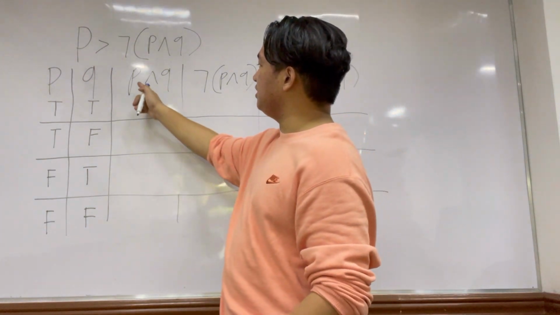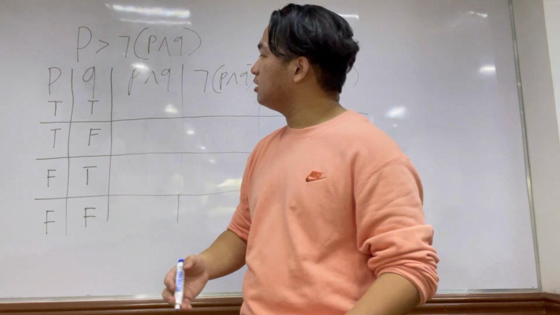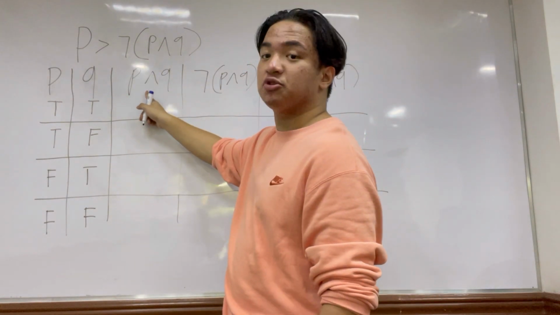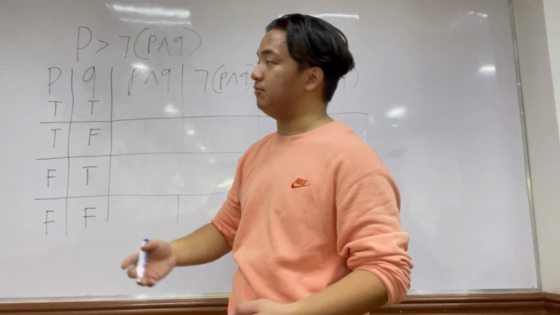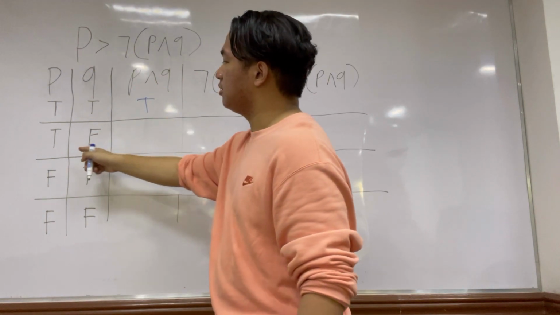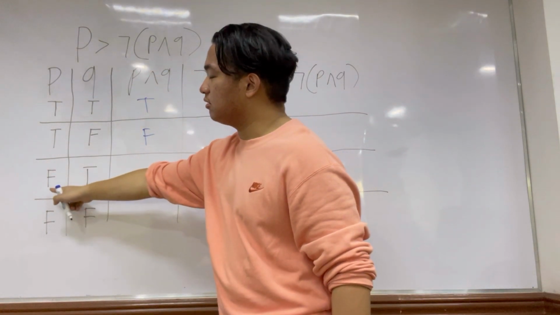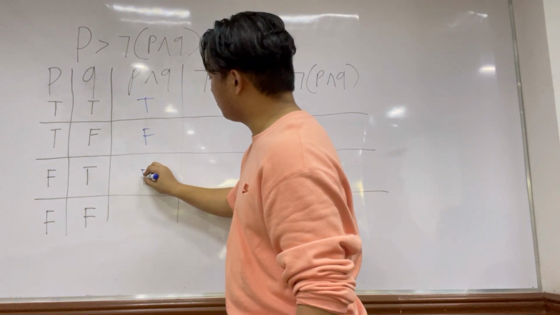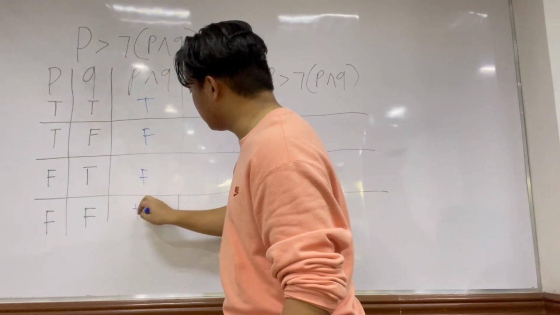So first, P and Q. As examined earlier, this means that for this to be true, both components must have true values in them, in which case both are true, hence true. One is not true, therefore it becomes false. One false becomes false. Both false, well, both false.